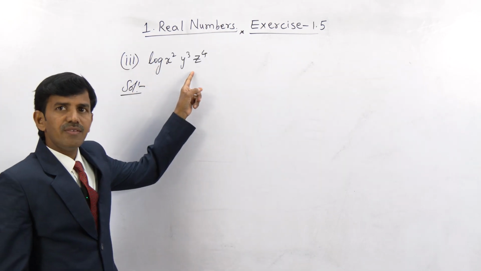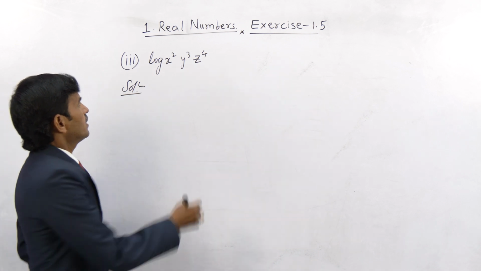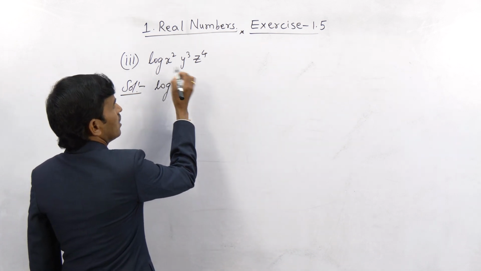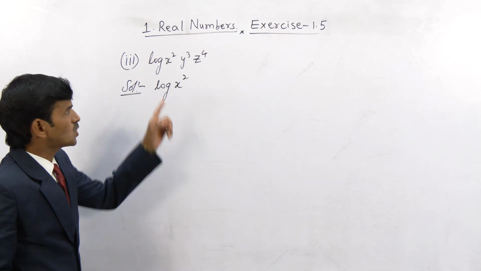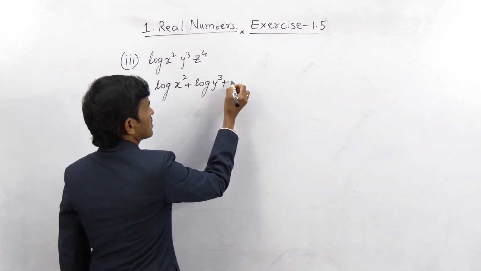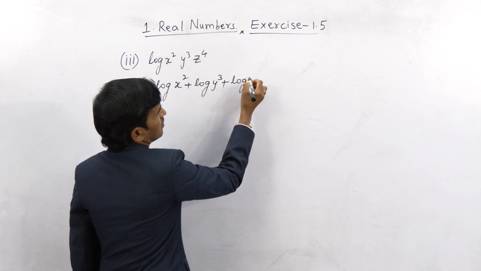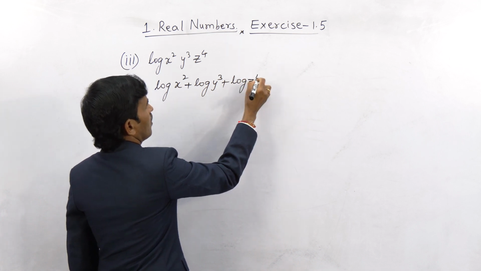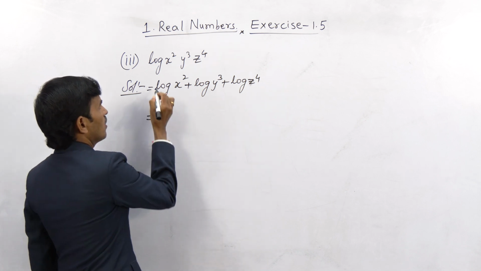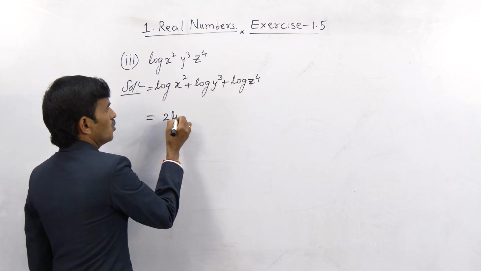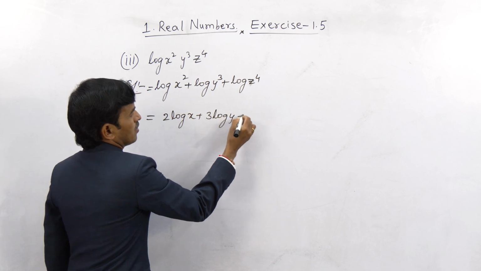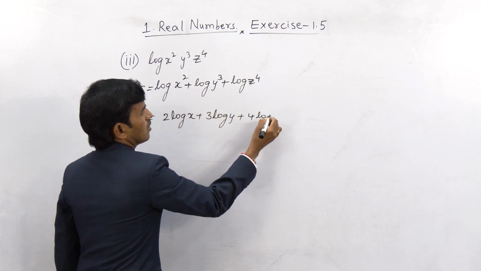How to expand this given expression? Let us see here. Log of x square can be written as log x square plus log y power 3 plus log z power 4. So it can also be written as 2 log x plus 3 log y plus 4 log z.